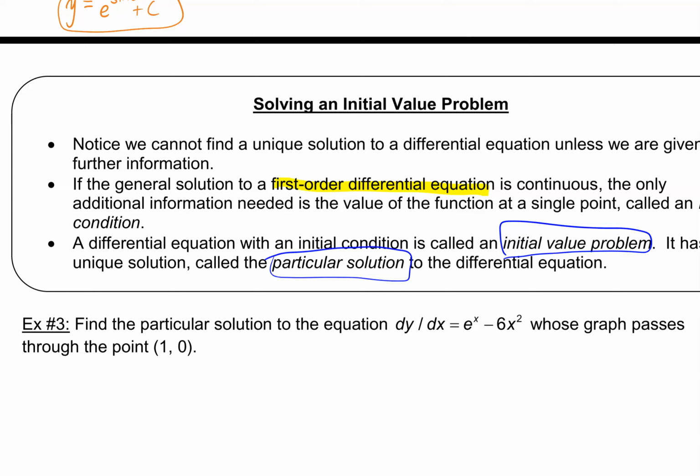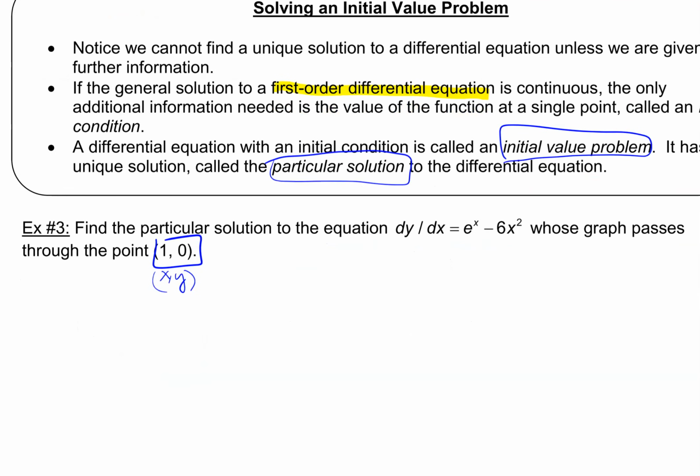So let's go ahead and do this example together. Find the particular solution to the equation dy dx is equal to e to the x minus 6x squared, whose graph passes through the point (1, 0). Awesome. So this is the x, y I'm going to plug in at the end. But first, we're going to do what we did in the first screencast. dy dx is equal to e to the x minus 6x squared. First step, multiply by dx on both sides.